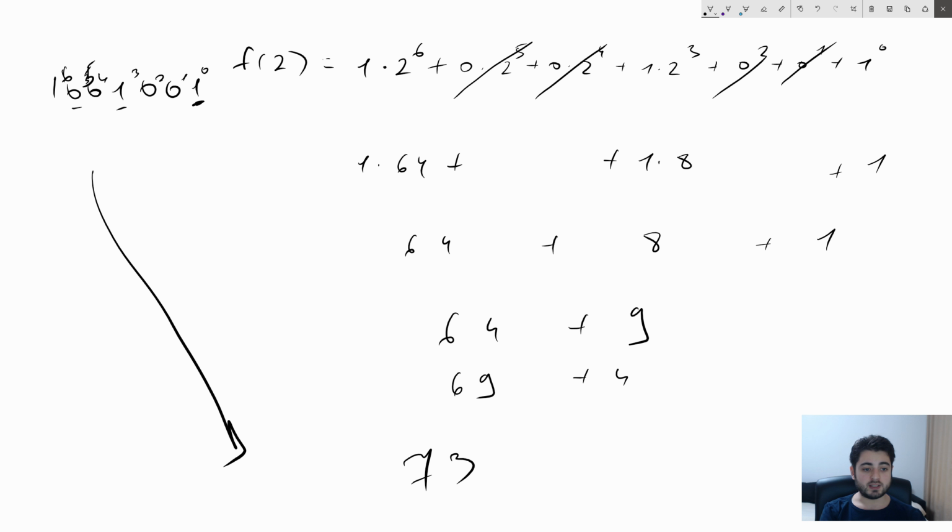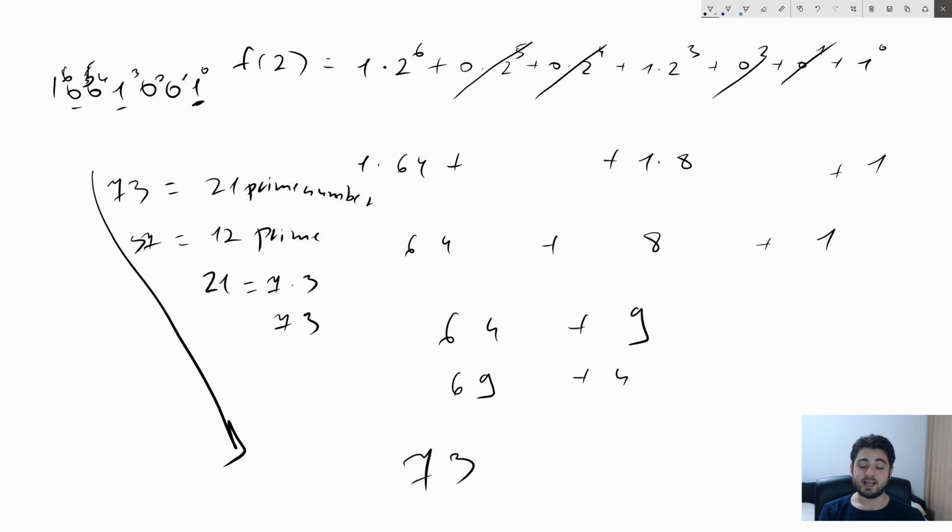So Sheldon makes a joke that 73 is the 21st prime number, and prime numbers are those that are only divisible by 1 and by itself, right? And he says its mirror, 37, is the 12th prime number, and its mirror, 21, is the product of 7 and 3, which makes the number 73 somehow, right? And then he says in binary, 73 is a palindrome, which reads backwards and forwards the same, right?